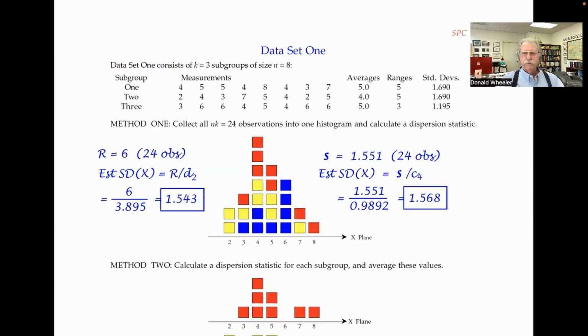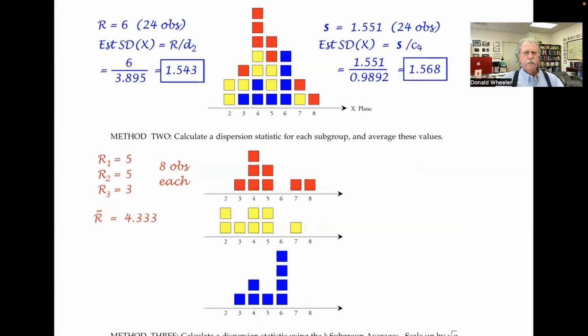Well, that's method 1. What happens with method 2? Well, we find the range for the first subgroup is 5. The range for the second subgroup is 5. The range for the third subgroup is 3. Their average is 4 1/3.